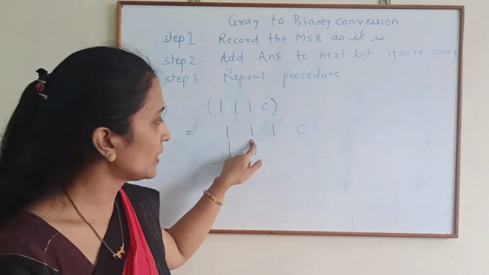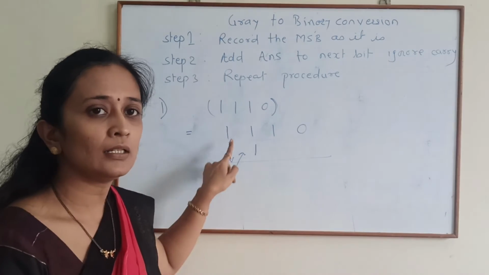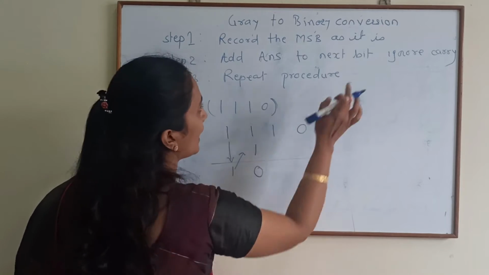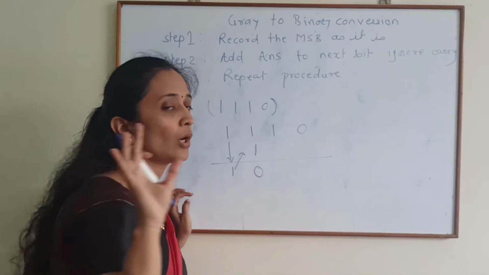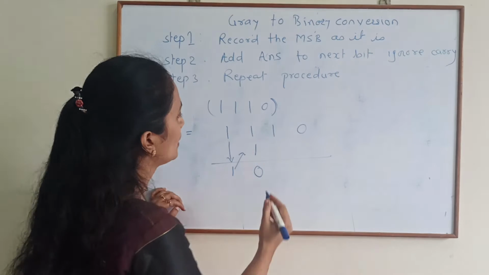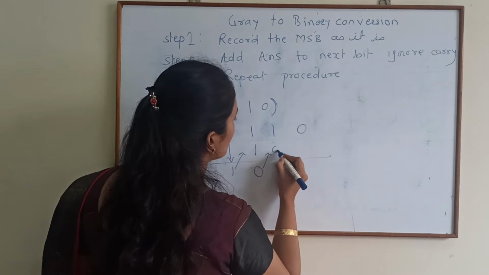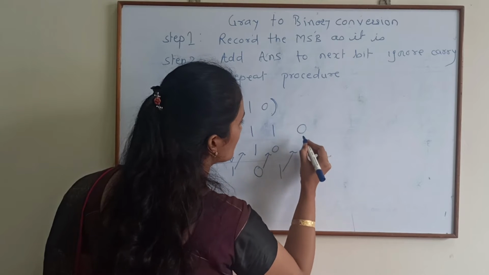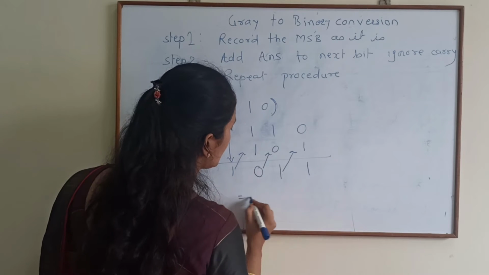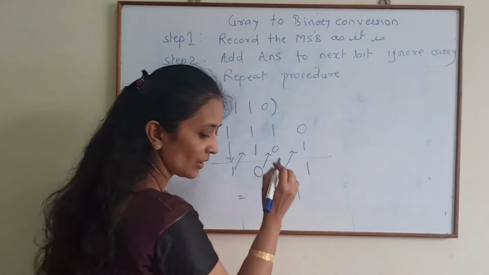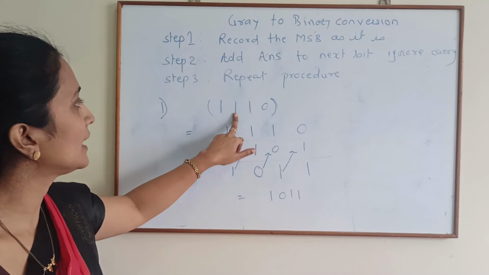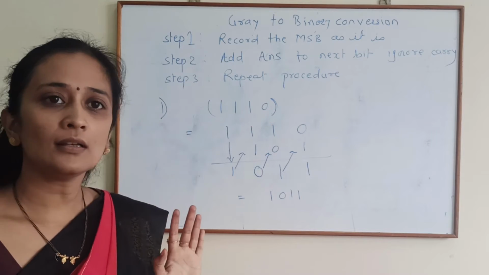Adjacent or next bit is 1 and we are adding the answer in adjacent bit. 1 plus 1, 0 and ignore carry. We will not take carry. Again this 0 will come here. 1 plus 0, 1. Again this 1 will come here. 0 plus 1, 1. What is the answer? 1, 0, 1, 1. This is binary equivalent of gray number 1, 1, 1, 0.